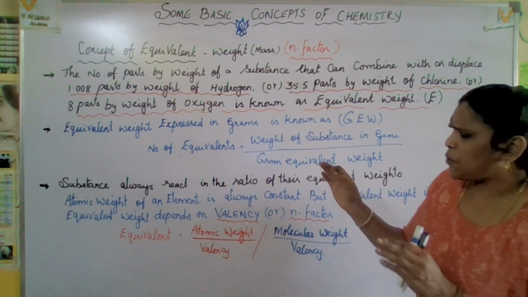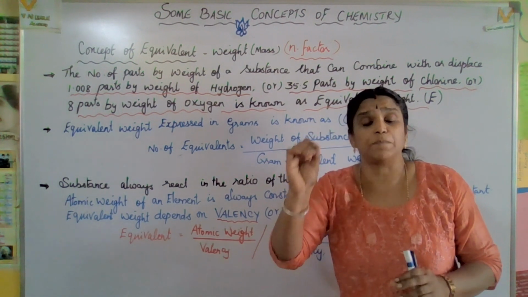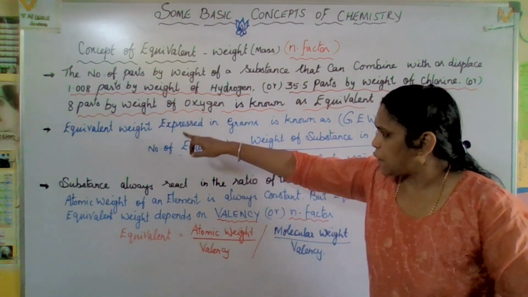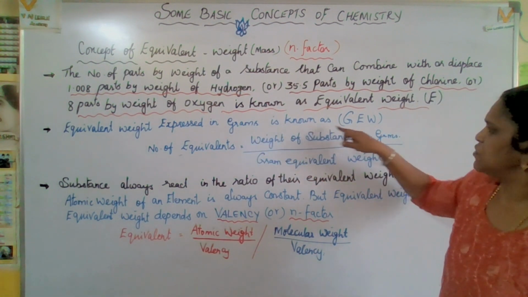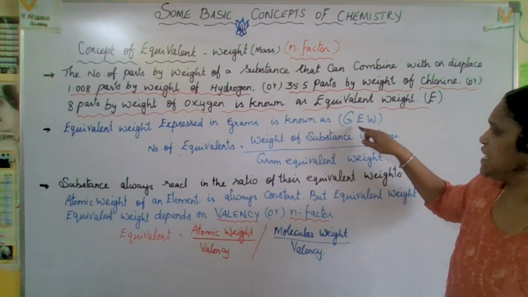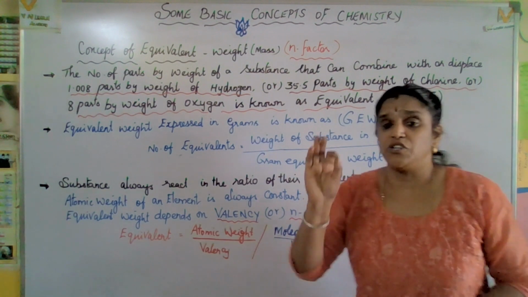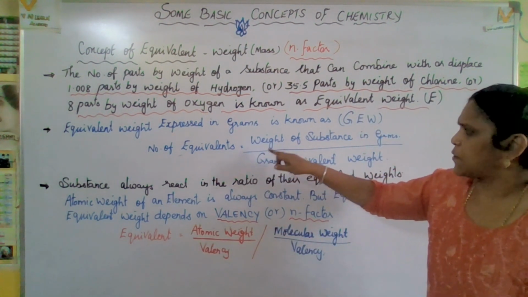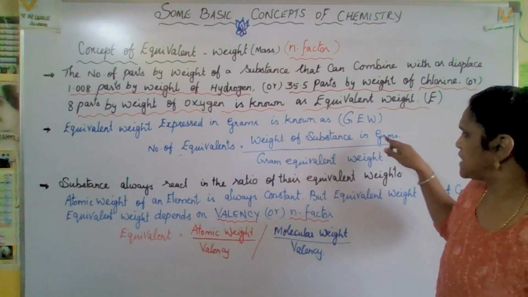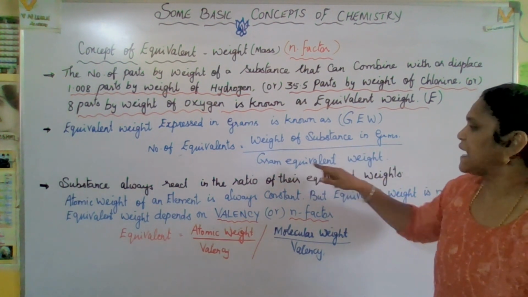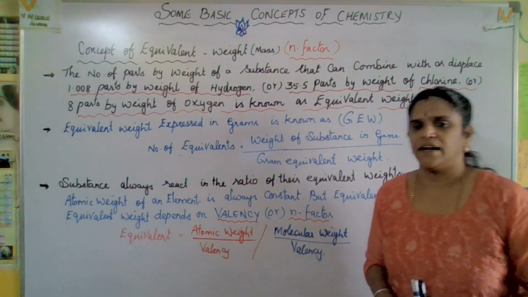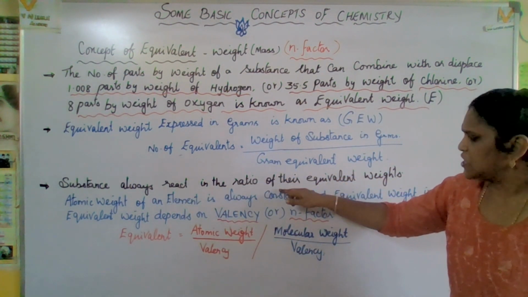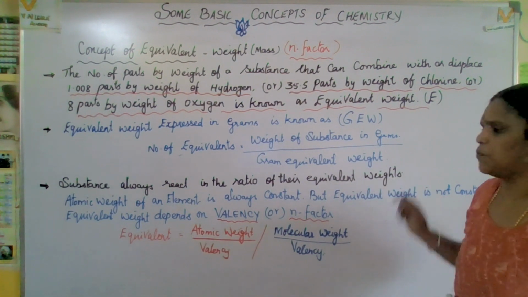Now, if we express equivalent weight in grams, that is gram equivalent weight. Equivalent weight expressed in grams is known as gram equivalent weight, GEW. E mentioned there is equivalent weight. So the number of equivalents is equal to the weight of the substance in grams divided by gram equivalent weight. Now, substances always react in the ratio of their equivalent weights.